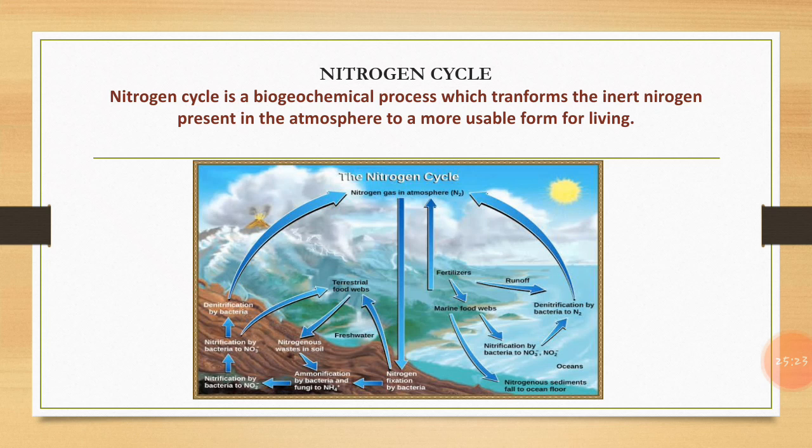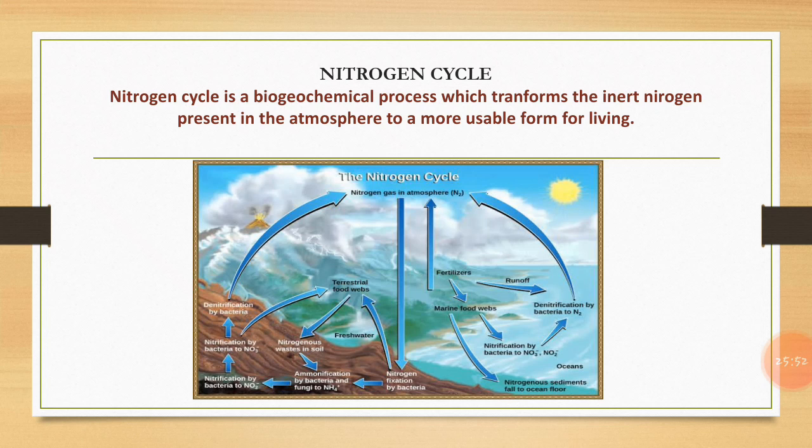Next one is industrial fixation, a man-made alternative that aids in nitrogen fixation by the use of ammonia. Ammonia is produced by the direct combination of nitrogen and hydrogen. Later, it is converted into various fertilizers such as urea. So industrial nitrogen fixation occurs this way.